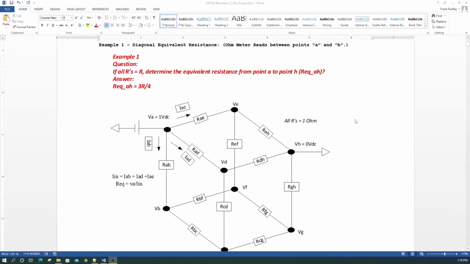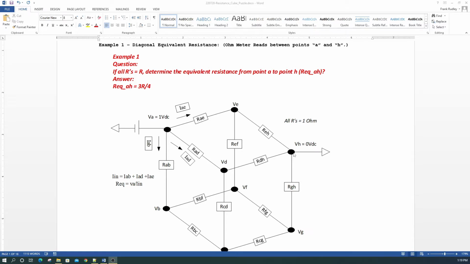Now, example one is if you had this cube of all resistors, and the resistors can be different or the same using this method. It doesn't matter, but in our case, our simplified example, we're going to make them all the same just because we know the answer to that. So I call this example one. Now, example one is going to be what is the resistance from this point, I call the VA or point A, node A, to H.